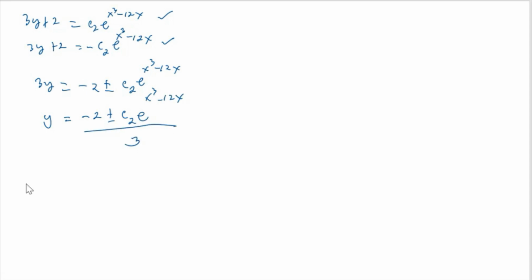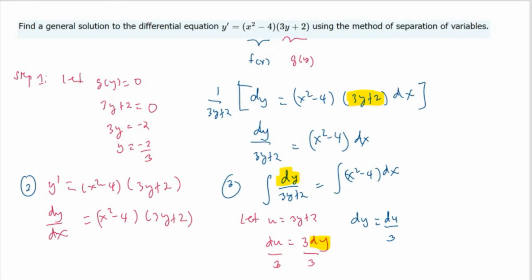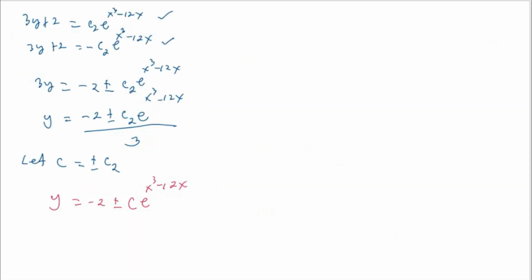Now, if I'm going to let another variable, let c is equal to plus or minus c sub 2, then we can write the new equation of y is equal to negative 2 plus or minus c of e raised to x cubed minus 12x. So that is now our general solution to the differential equation.